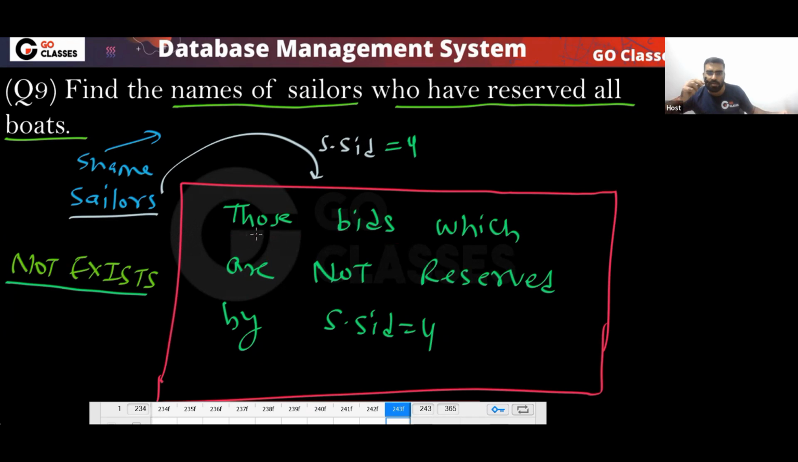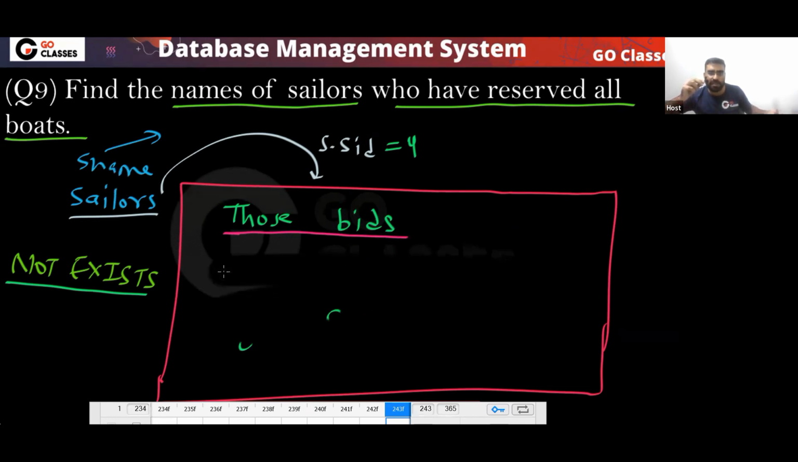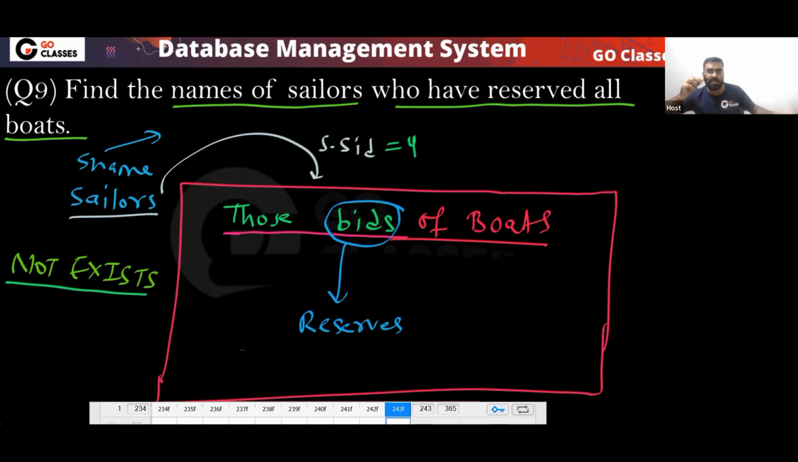So what I need to do? The BIDs of boats I will send inside. Send them inside whom? The reserves table. In the reserves table I will send them one by one. Any questions? Yes or no? So you can notice I will send them inside.